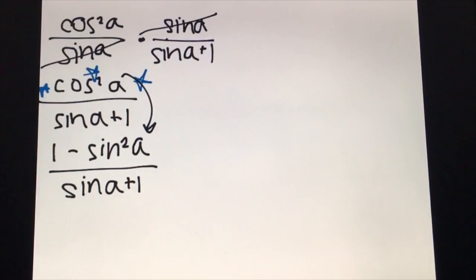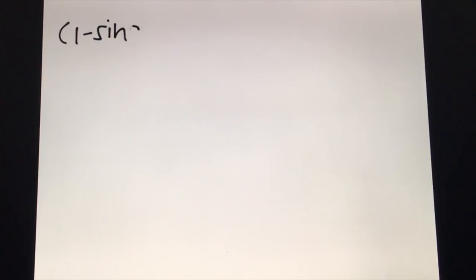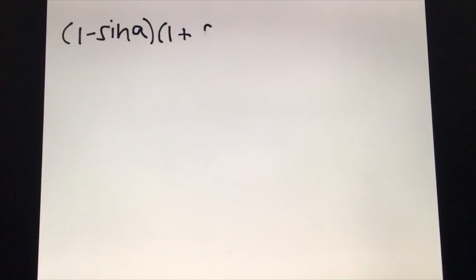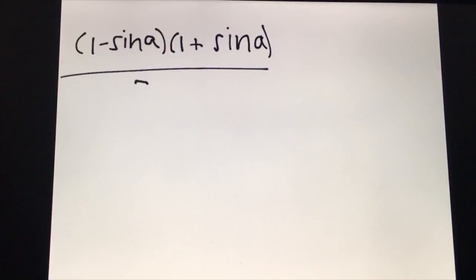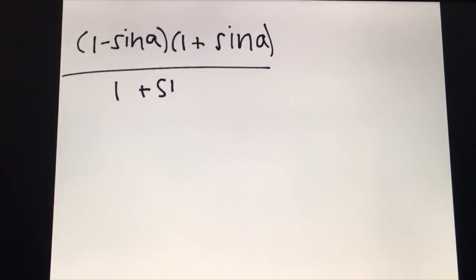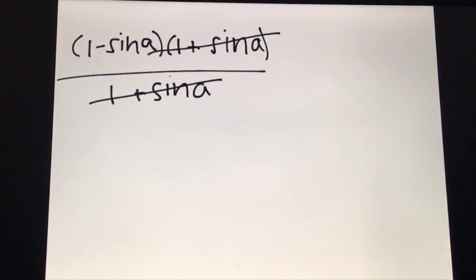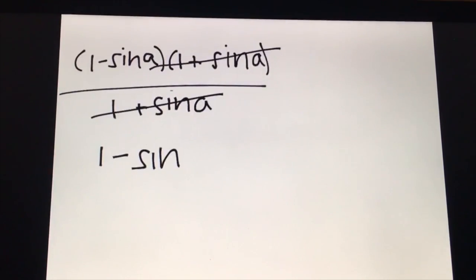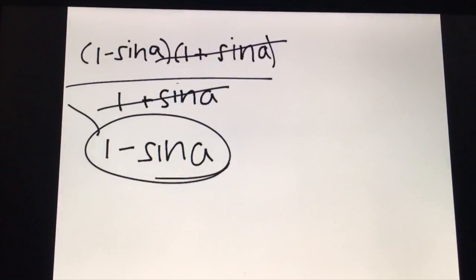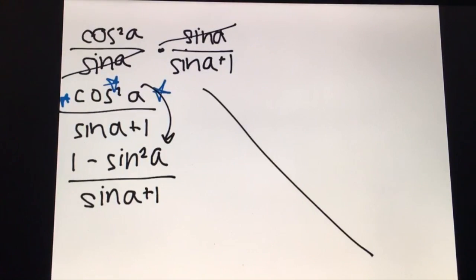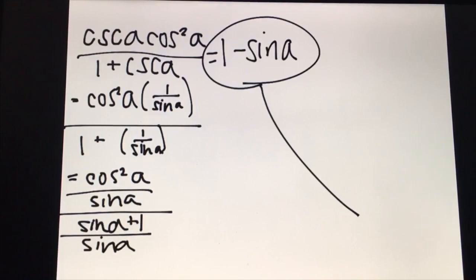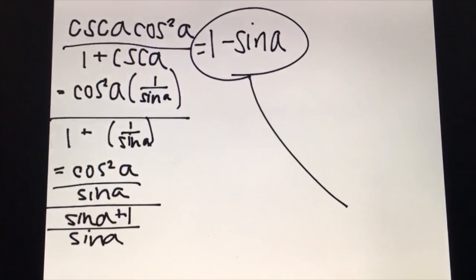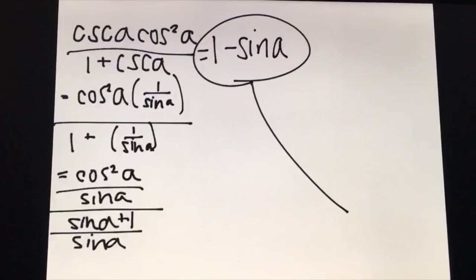And now we can factor this. So the top factors into (1 minus sine of a) times (1 plus sine of a), it's a difference of squares. And then the bottom stays 1 plus sine of a. These cancel, and we get 1 minus sine of a, which is what they wanted us to get. So, I hope this video helps you understand how to use Pythagorean identities to solve trigonometry proofs.